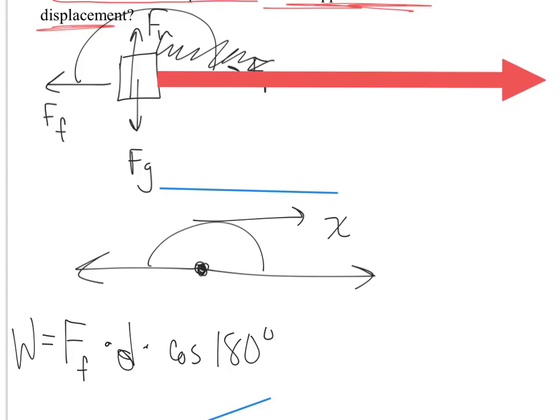So the amount of work done by friction is always going to be negative F_f times d. This is really -1, so I can get rid of it and replace it by just putting a negative sign here in the front. So the work done by friction can always be calculated by negative F_f times d. That's why friction reduces an object's motion, because it decreases the amount of energy.